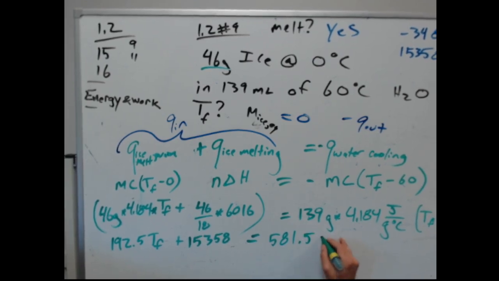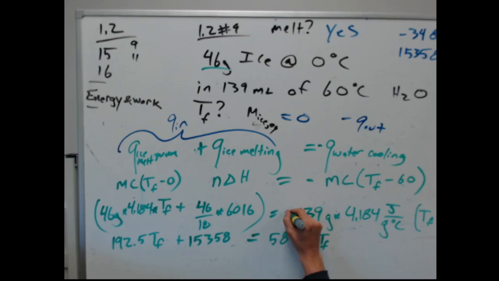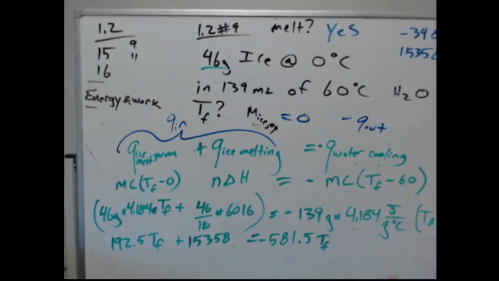581.5 TF. What else did I forget? The negative. I forgot my negative. Let's get that negative in there. And I knew as soon as I went to FOIL it, I was like, wait, that should be positive, right? Because I knew that negative and that negative should multiply together to give a plus.